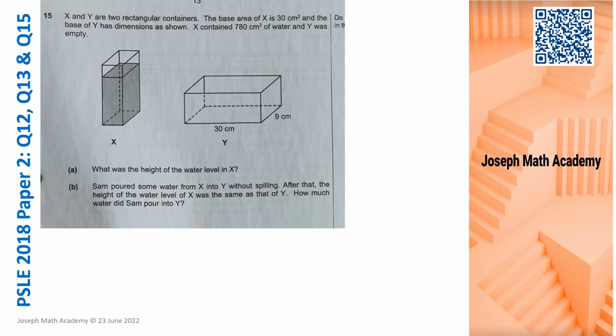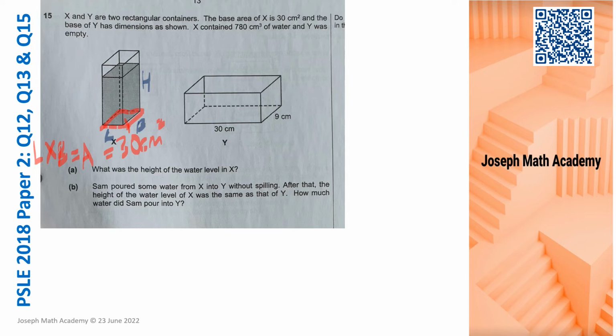X and Y are two rectangular containers. They are not identical, they are just different containers. Now the base area of X is 30 square cm. So this part here is 30 square cm. The area is 30. That means length times breadth is 30 square cm. Okay, what do I mean by that? Length, breadth, and height.